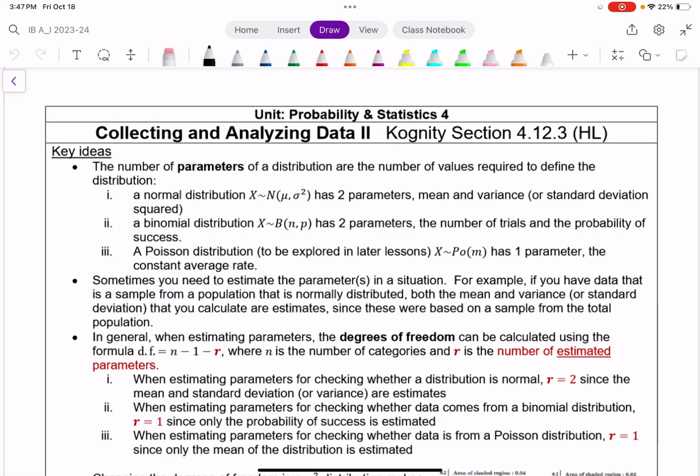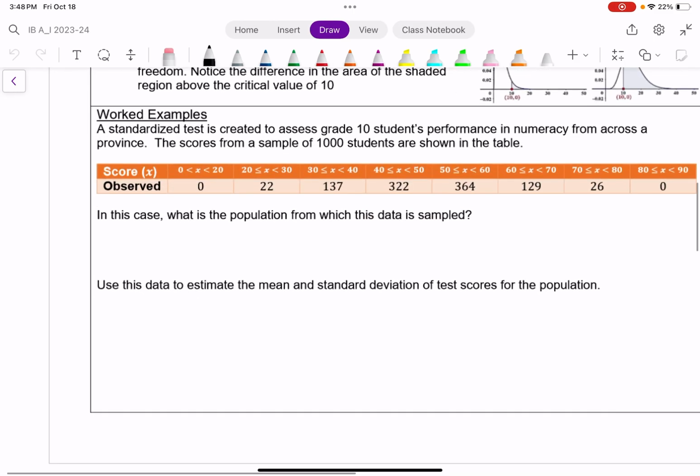Hello, so continuing from last day, we're looking at these first few HL topics in probability and statistics. Today I want to come back to some of the ideas of what degrees of freedom are, as well as reminding about the various tests and distributions we've looked at before.